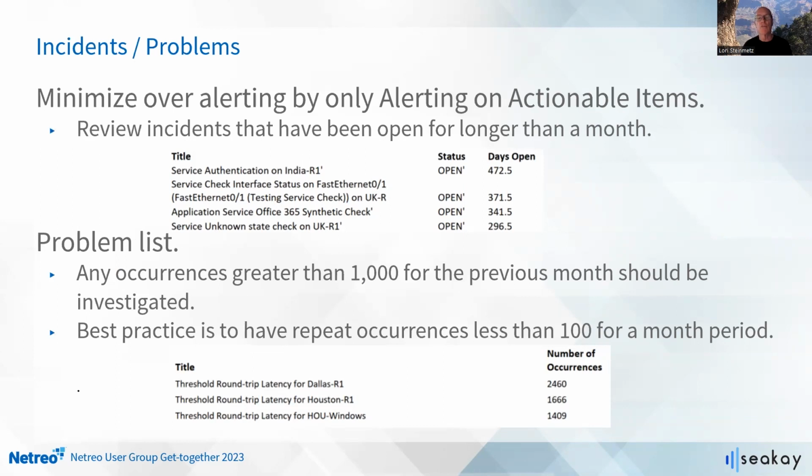over time. So here we're looking at threshold round trip latency for Dallas, triggered 2,460 times in a month. This seems a little high to me, and so I might consider looking at both the Dallas, the Houston, Houston windows. All of those seem to be very high occurrences for threshold settings for round trip. So I might investigate my templates associated with this.